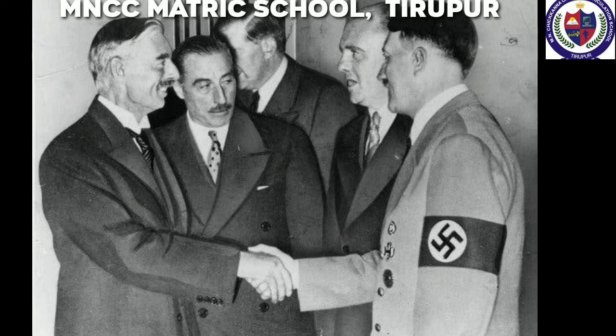The fundamental platform on which Hitler built his support was the notion of the racial superiority of the Germans as a pure Aryan race and a deep-seated hatred of the Jews. Hitler came to power in 1933 and ruled Germany till 1945.